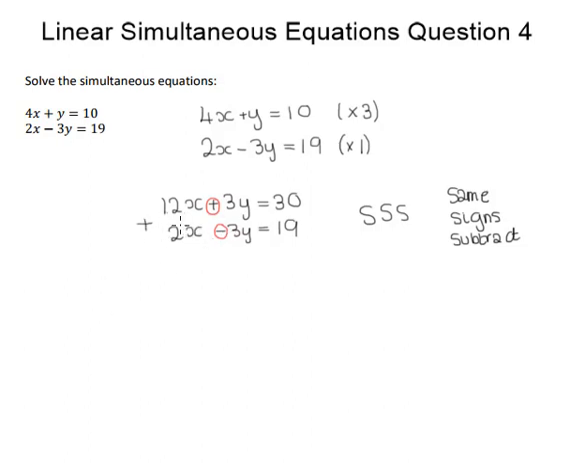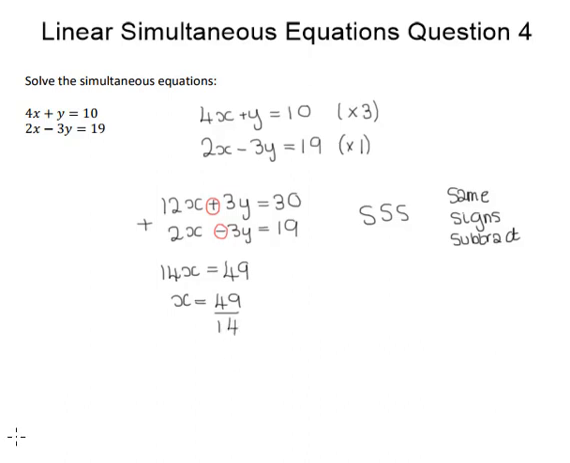Okay, so let's do this then. So we've got 12x add 2x gives me 14x. And then we've got 3y plus minus 3y, well, they cancel. Brilliant, that's what we're hoping for. And next we've got 30 add 19, which gives me 49. Okay, so that means that x then is going to be equal to 49 divided by 14.